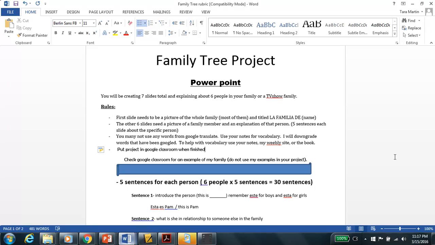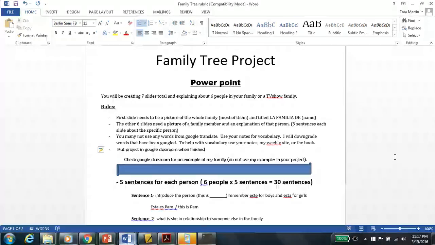You're going to be creating a slideshow, and it's got to be 7 slides total. If you want to underline that, great, just so you know. And what these 7 slides are going to be talking about is you're going to be explaining 6 people in a family. Now, it can either be your family, if you have pictures of your family, or if you can get them. You can use your phone to upload photos if you'd like to.